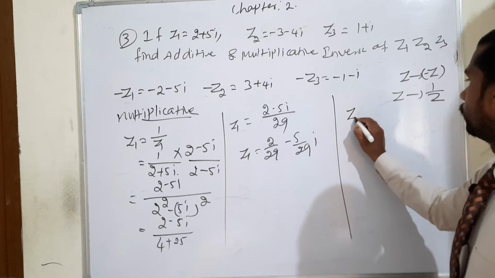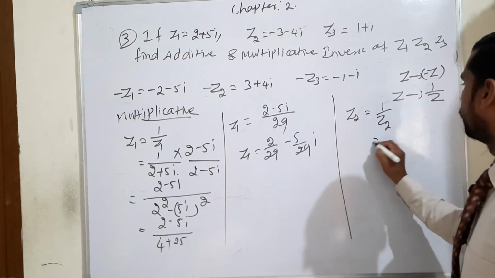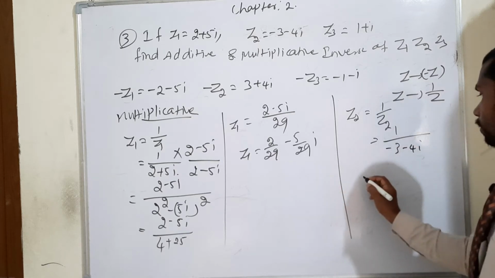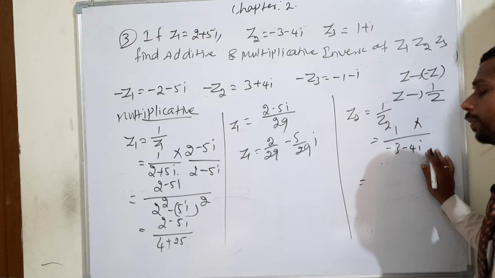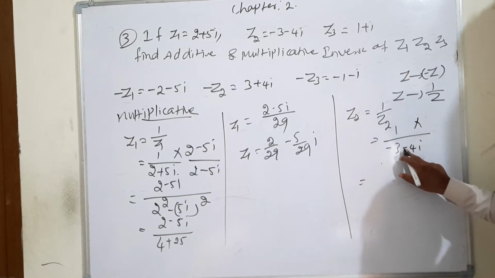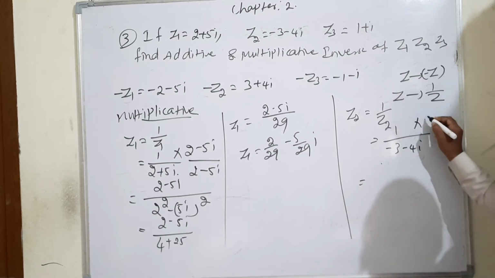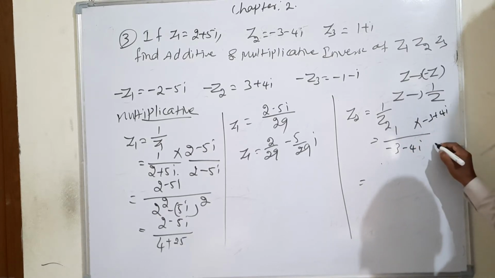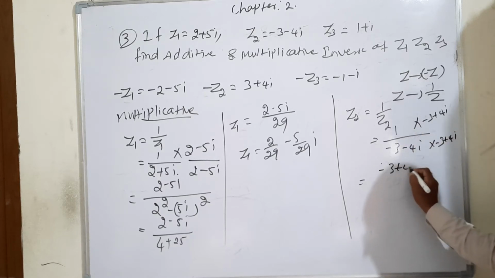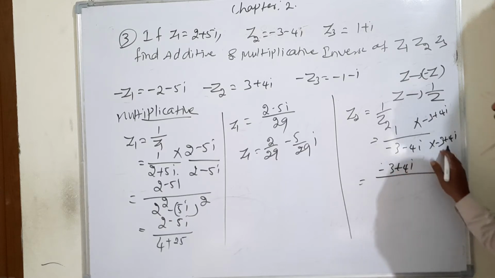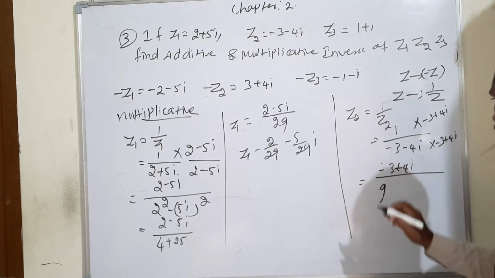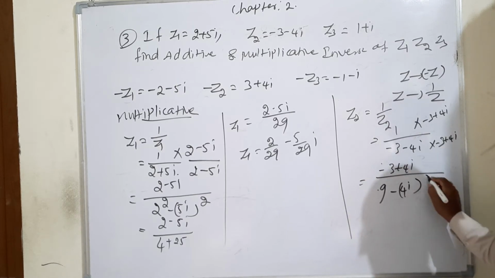Z2 is equal to, what is the value? Consider 1 by Z2, which is equal to 1 by minus 3 minus 4i. So again, what we have to do? Multiply numerator and denominator by the opposite sign of the imaginary term. In the denominator we already have a negative, therefore minus 3 plus 4i, and here also minus 3 plus 4i. So 1 into minus 3 plus 4i means minus 3 plus 4i, divided by the denominator a plus b into a minus b, a square minus b square. So minus 3 the whole square means 9, minus 4i the whole square.